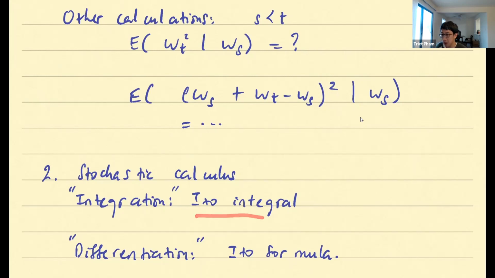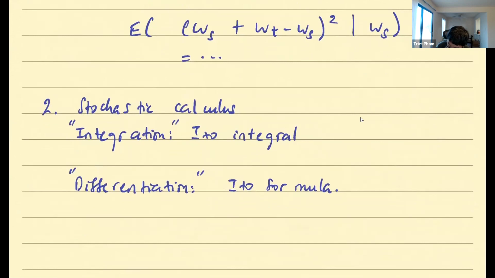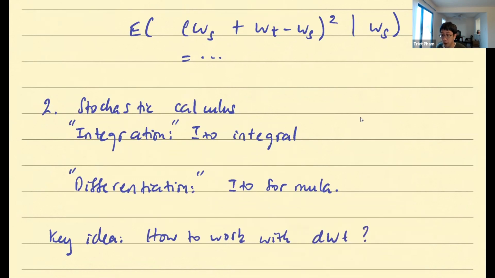But the Ito integral, I'm just going to mention in passing, and you should be aware of some properties and why we care about these things. It works in a strange way, but we won't go deep into the math of the Ito integral. So what happens is this. The key idea is how to work with the differential of Brownian motion, how to work with dWt.